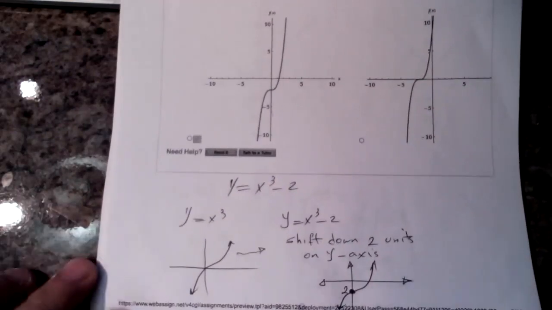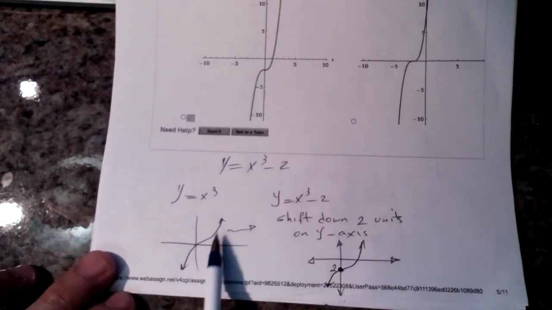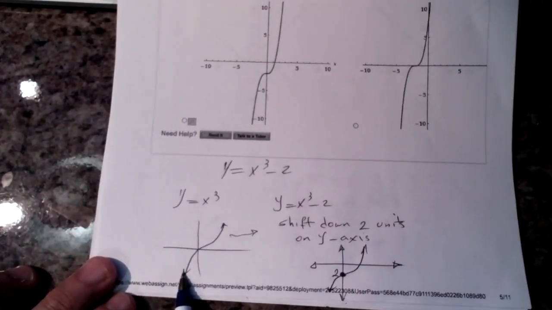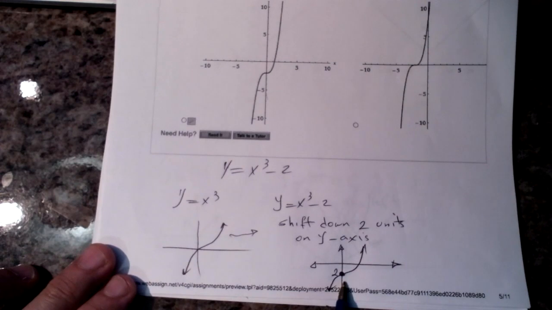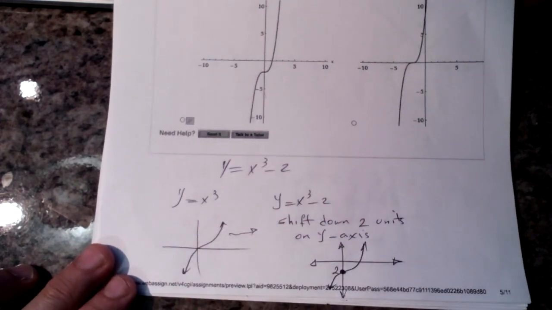We discussed the equation y equals x to the power of 3, which looks like that. So if you take that one and shift it down 2 units, this is what you have. It's this one. Originally it was y equals x cubed.